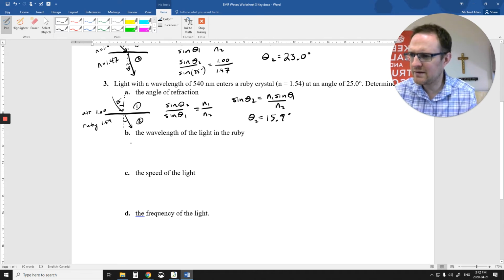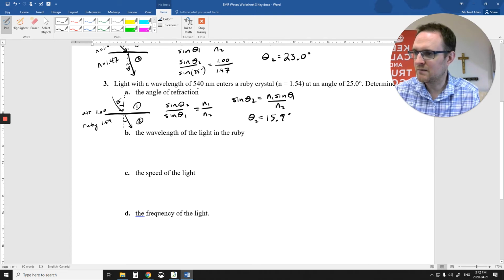Now we're going to determine the wavelength of the light in ruby. It's 540 nanometers outside. There's a few different ways to do this. I'm going to use Snell's law, where we know the indices of refraction, n2 and n1. Let's keep the same picture up here. I'm just going to label my wavelength out here, and over here I've got lambda 1 and lambda 2. And we're just going to rearrange this to get lambda 2.